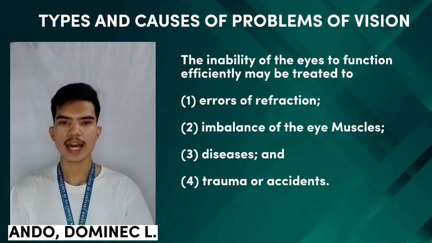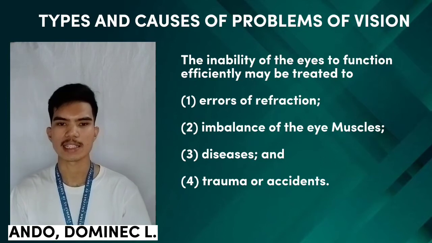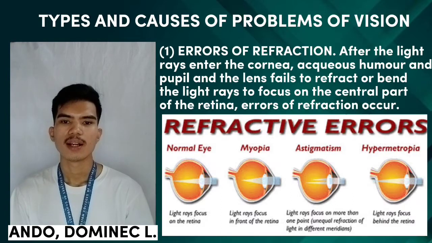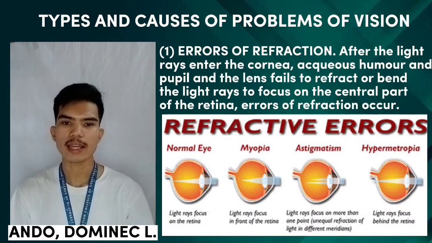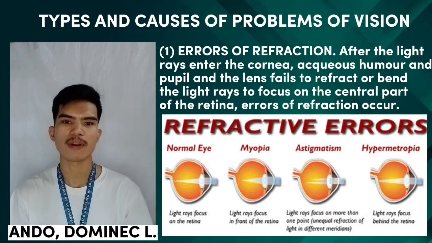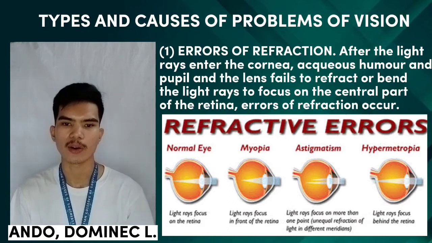The inability of the eyes to function efficiently may be traced to: first, errors of refraction; second, imbalance of the eye muscles; third, diseases; and fourth, trauma or accidents. So let's start with the errors of refraction. After the light rays enter the cornea, aqueous humor and pupil, and the lens fails to refract or bend the light rays to focus on the central part of the retina, errors of refraction occur.